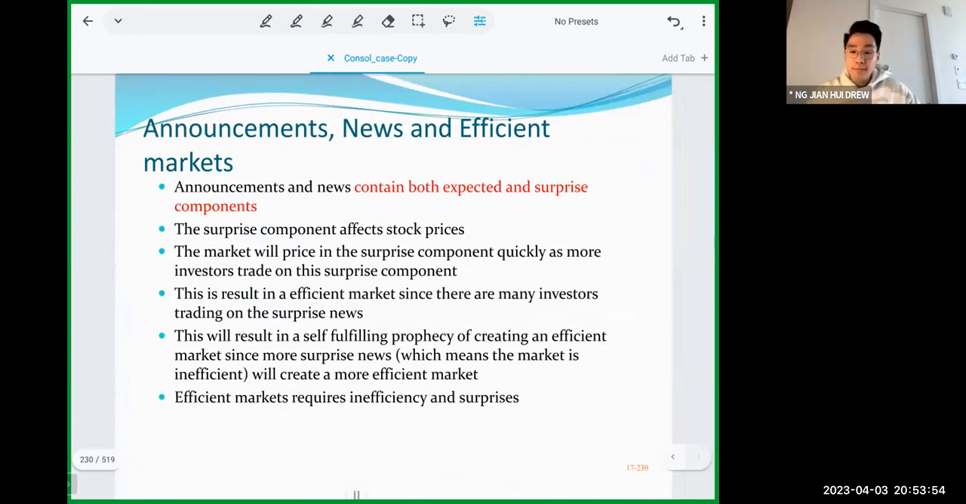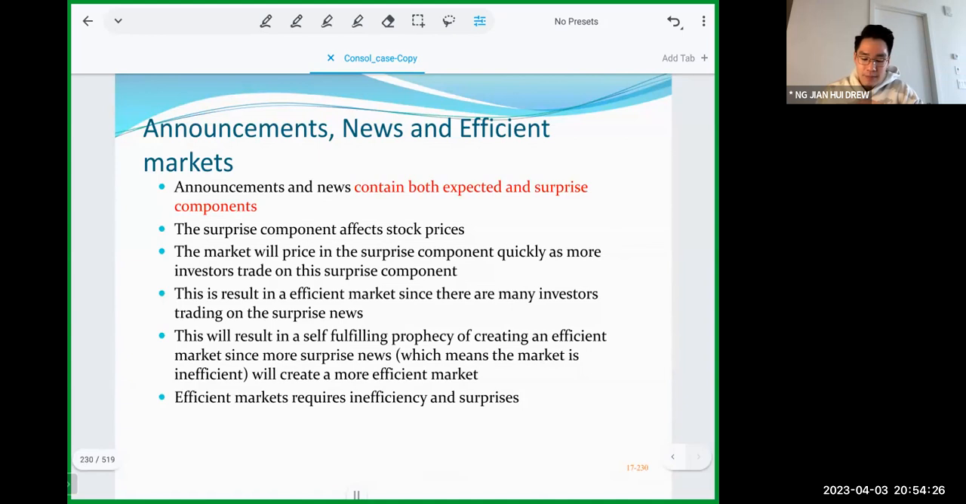All right. Okay. Those were quite heavy in terms of calculation, but they're important concepts. So the idea now is that whenever we make an announcement, there is a surprise component and an expected component. The surprise component is the component that will affect the stock price. It's a surprise to you, so it affects the stock price.